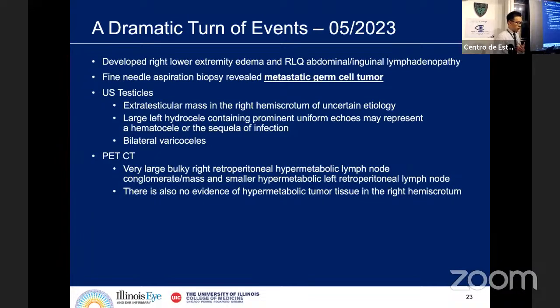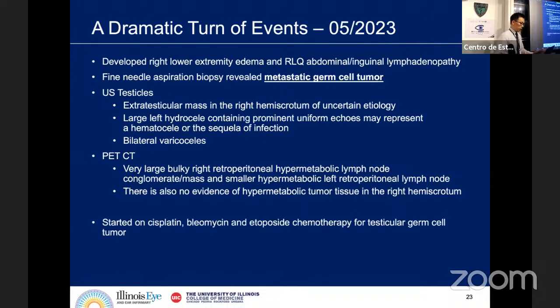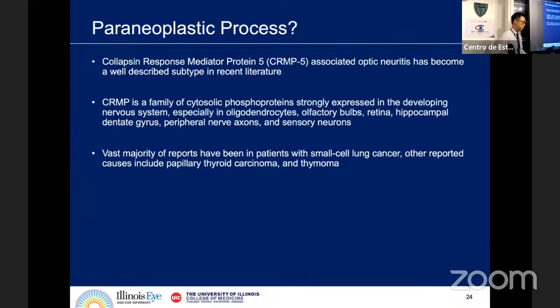But just given the histologic findings from the lymph nodes and this mass in the scrotum, the diagnosis was made of a germ cell tumor, and he was started on chemotherapy for this tumor. So now the question is, was there a paraneoplastic process going on this whole time? So let me talk a little bit more about this, and I mentioned it at the beginning as part of the differential for the unilateral disc edema and the atypical optic neuritis.